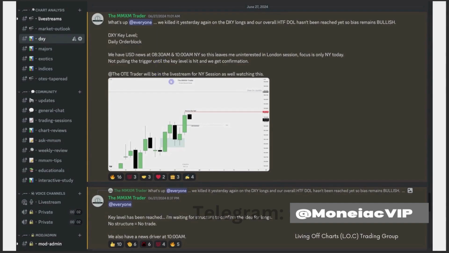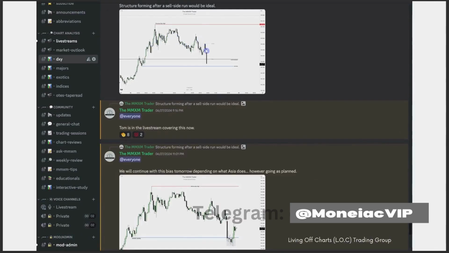And then when does a reversal happen? We also outline that over here, right? News at 8:30 and 10 a.m. So what does that look like on the charts? You can see that over here, right? We can see prices dipping down lower.